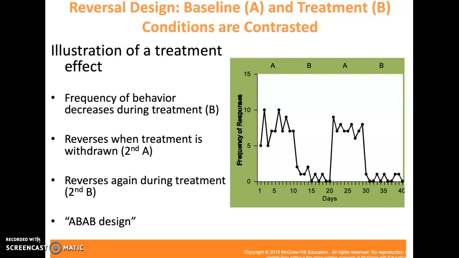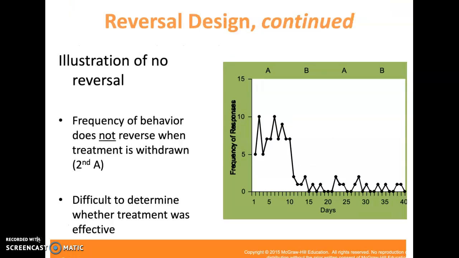And then we implement the treatment again. And again, we see the desired effect. So in this ABAB design, that's what we're hoping for, that anytime the treatment is implemented, we see the desired effect. However, sometimes that's not going to work out as we hope.